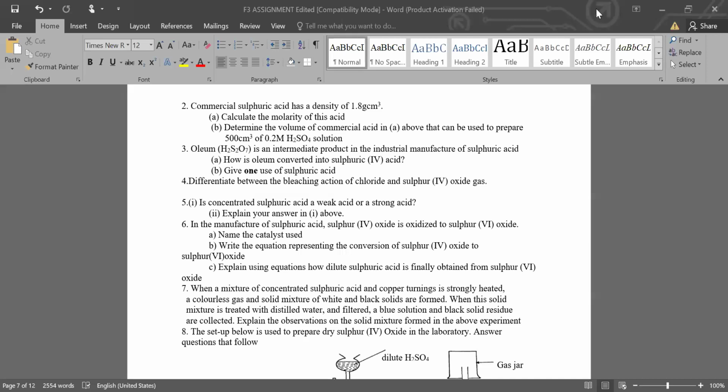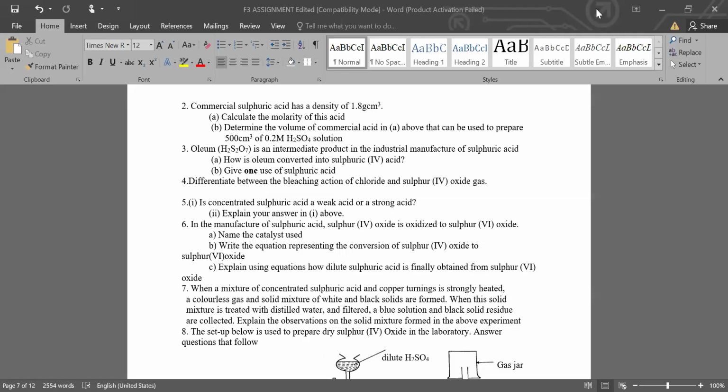The other question is, in the manufacture of sulfuric 6 acid, sulfur 4 oxide is oxidized to sulfur 6 oxide. Name the catalyst. Of course, the catalyst there is platinum. It will be platinum if it is done in the laboratory setup. We have learned putting sulfur 4 oxide and oxygen in a laboratory setup, we use platinum.